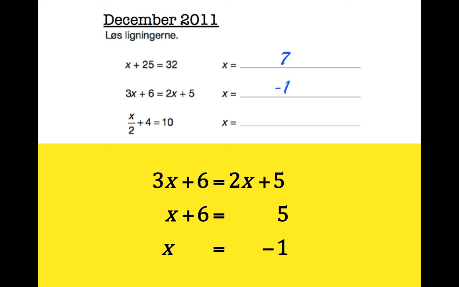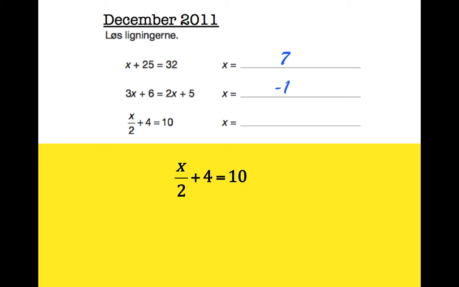Next one. x over 2 plus 4 equals 10. Now you could do this a couple of ways. You could do it by taking away the 4 first, or you could do what I'm going to do and get rid of the fraction first. So the fraction says x divided by 2. So to get rid of that fraction, I need to multiply everything by 2. So x divided by 2 multiplied by 2 makes just x on its own. On the other side, 10 multiplied by 2 gives you 20.